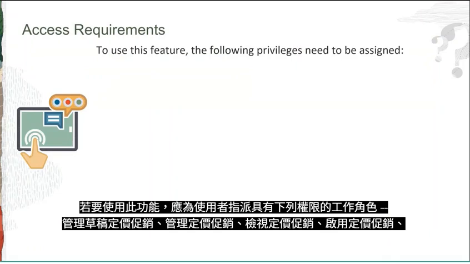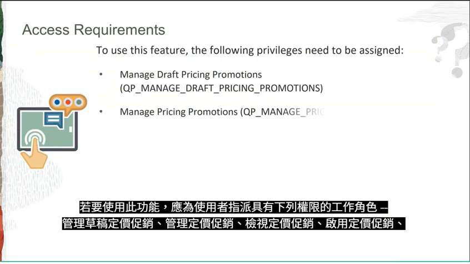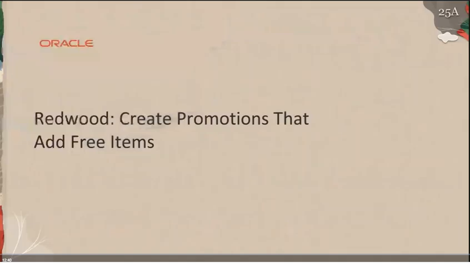Hello, today we will explore a new Redwood feature in Order Management Release 25A that lets you create promotions that add free items. This feature of Oracle pricing allows businesses to set up promotions in which customers can receive a free item when purchasing a qualifying product.